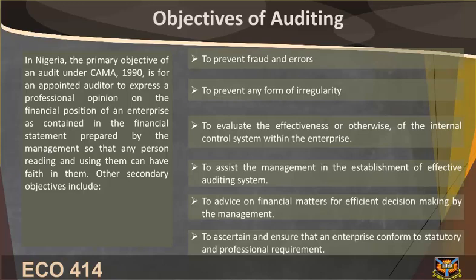In Nigeria, the primary objective of an audit under CAMA 1990 is for an appointed auditor to express a professional opinion on the financial position of an enterprise as contained in the financial statements prepared by the management, so that any person reading and using them can have faith in them. Other secondary objectives include: to prevent fraud and errors, to prevent any form of irregularity, to evaluate the effectiveness or otherwise of the internal control systems within the enterprise, to assist the management in the establishment of an effective auditing system, to advise on financial matters for efficient decision making by management, and to ascertain and ensure that an enterprise conforms to statutory and professional requirements.